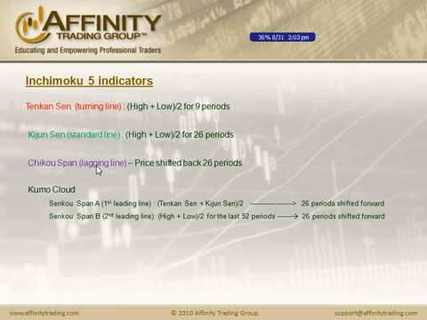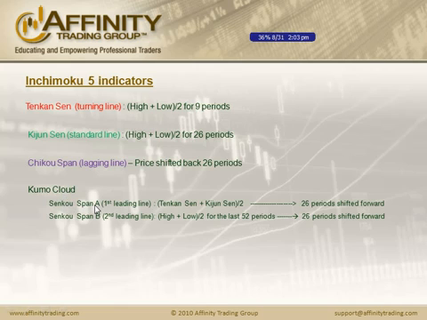The Chikou span, believe it or not, is the current closing price shifted back 26 periods. It's called the lagging line. We'll talk more about these indicators once we get to a chart, and they'll be very clear once we get there. And then there's a cloud on the chart, and the cloud is made up of 2 lines.